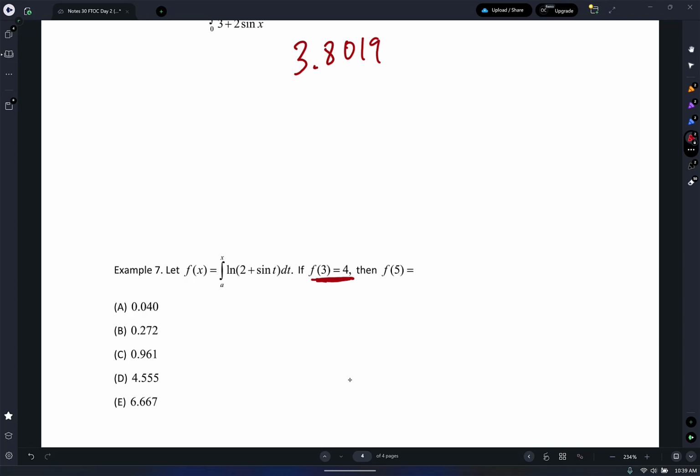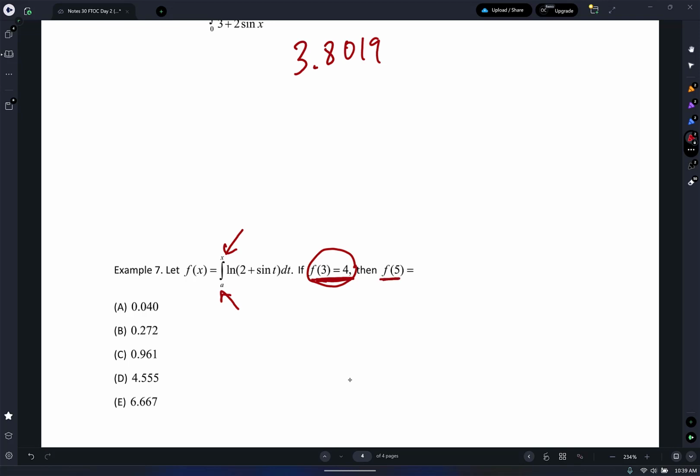Check it out. They tell us what f of 3 is. Are you guys okay? So how do I do this one? Here's how you do it. If they tell you that f of 3 is 4, look what they say. Let f of x equal the integral with a constant on the bottom and an x on the top of ln of 2 plus sine t dt. F of 3 is 4, then find f of 5.